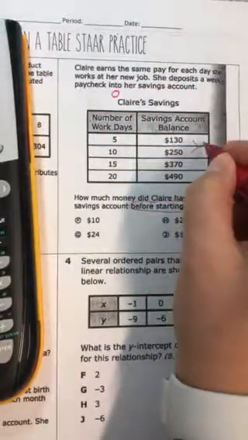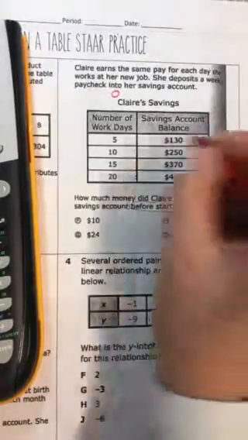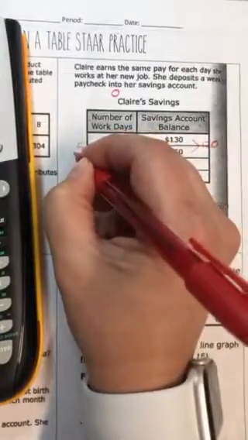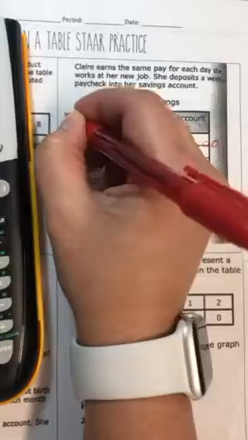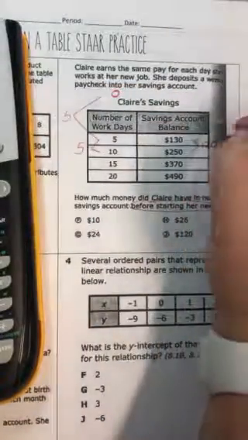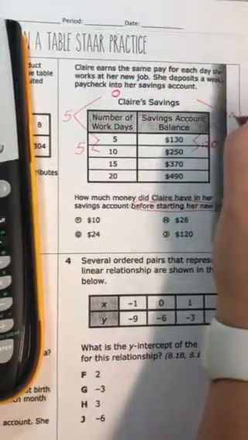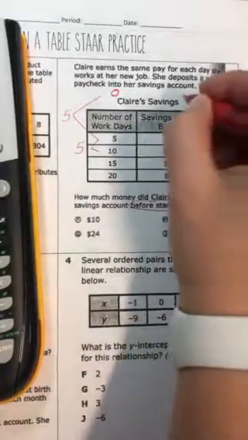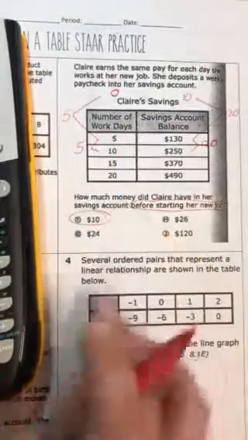The change in y is 120. The change in x is 5. So I would need to go back 5 to get to 0, which means I'd need to go back 120 to get to 10. So she started with $10. So the y-intercept is 10.